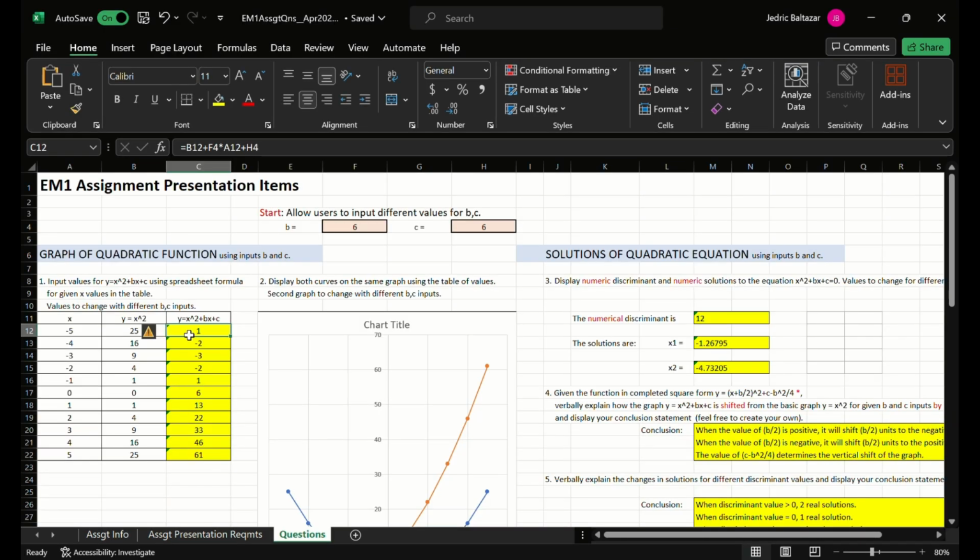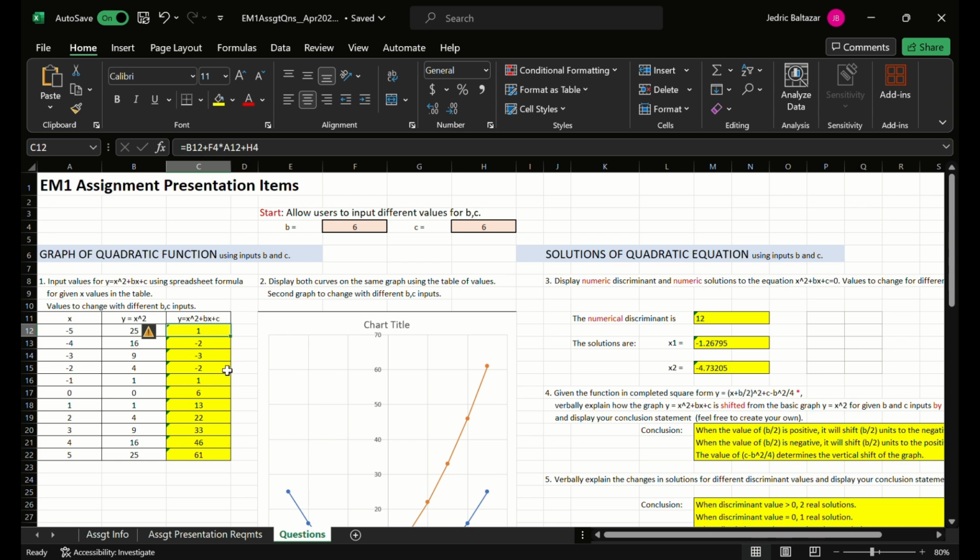The first task is to fill the values of y equals x squared plus bx plus c. We can do this by subbing in the cells for the values of x, which in the first row is A12, y which is B12, b which is F4, and c which is H4. And so the formula for the first set of values for x and y is B12 plus F4 times A12 plus H4, which will give us 1.